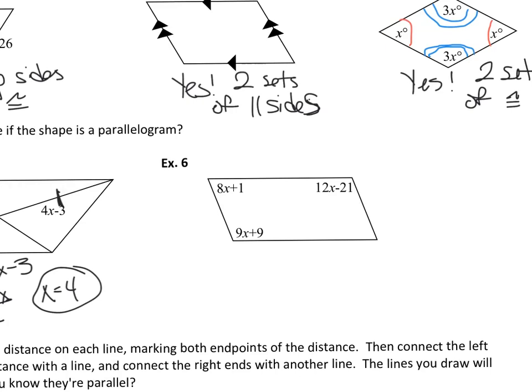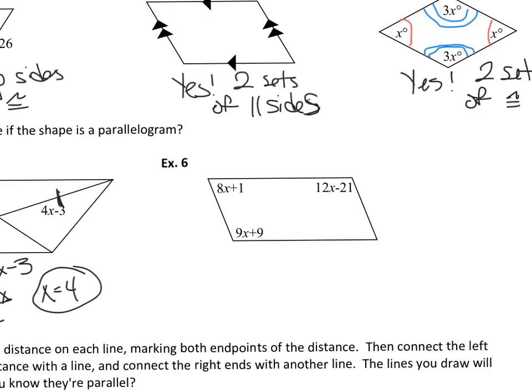Okay, example 6. Now we're dealing with our angles inside, and there's actually a couple of different options here that you could do. So I can see that this angle here and this angle here should be congruent to each other if I have a parallelogram. Those are my opposite angles. So I could set those two angles equal to each other.